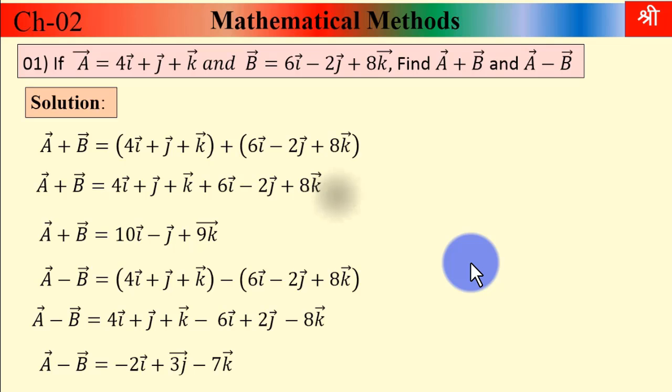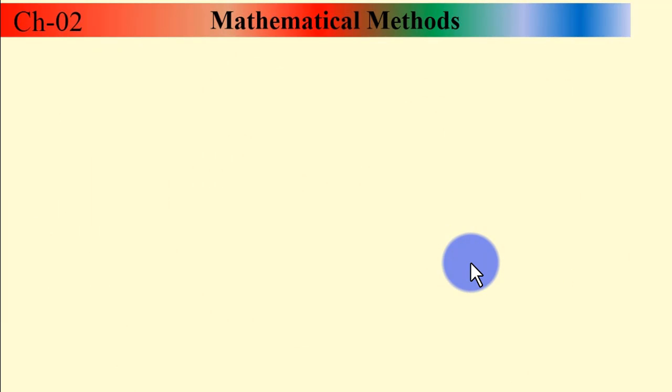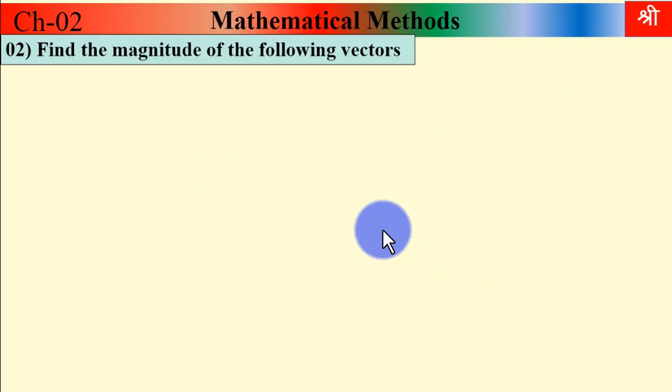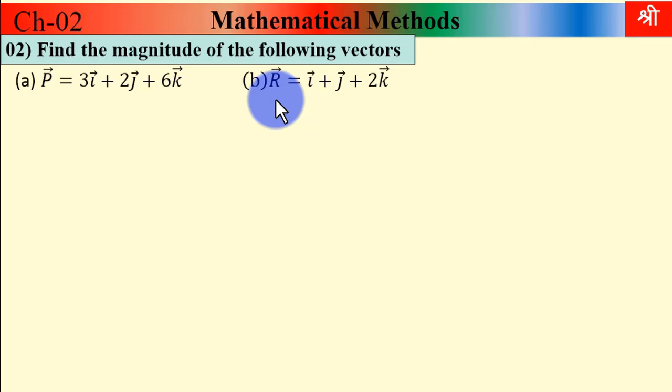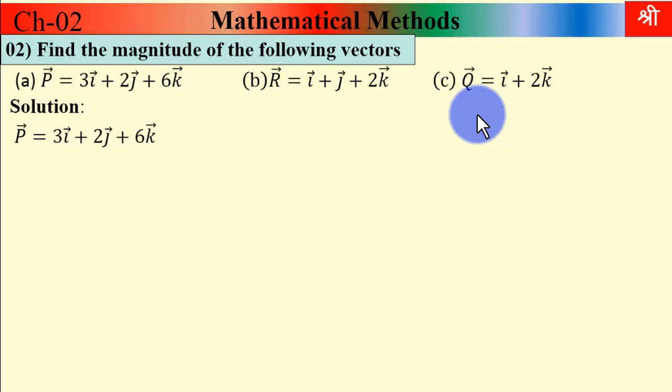Now see the second example, example number 2. Find the magnitude of the following vectors. First vector is vector p equal to 3i plus 2j plus 6k. Second vector is vector r equal to i plus j plus 2k. And third vector is vector q equal to i plus 2k. Now again this is very simple example. The first vector is 3i plus 2j plus 6k.